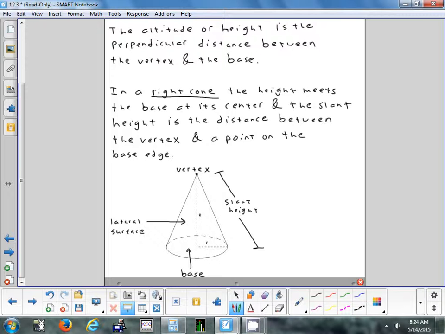That's your radius. So that's another place that they can try to trick you in a problem. If you need the radius to find the surface area, maybe they'll give you the diameter instead. So remember how you change the diameter to the radius. Slant height, it's marked right here, distance up the side. Base is that circle on the bottom. And the lateral surface would be just the sides of the cone minus the base. Any questions on that?